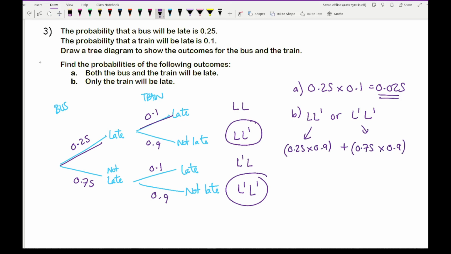work out those probabilities, so 0.25 times 0.9 gives me an answer of 0.225, plus 0.75 times 0.9 gives me an answer of 0.675, and if I add those two numbers together, I get an answer of 0.9.